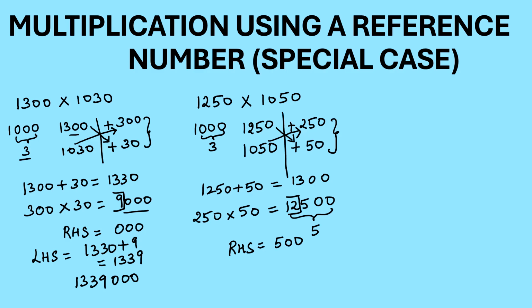And then in the next step, we take the number that we've removed and we add it to our LHS. So now our LHS becomes 1300 plus 12, which gives us 1312. When you combine the LHS and RHS, you get 1312500, which is the final solution to our problem.